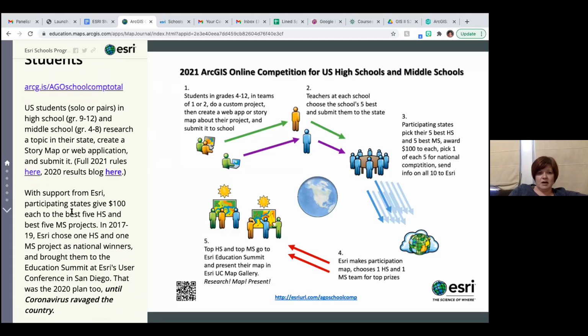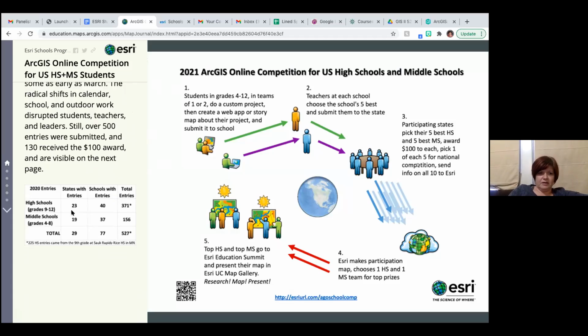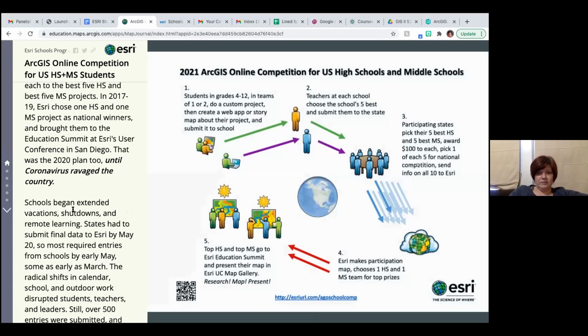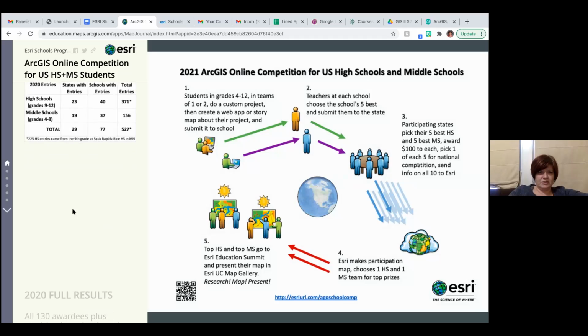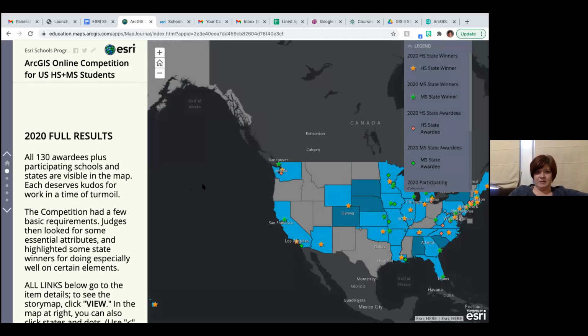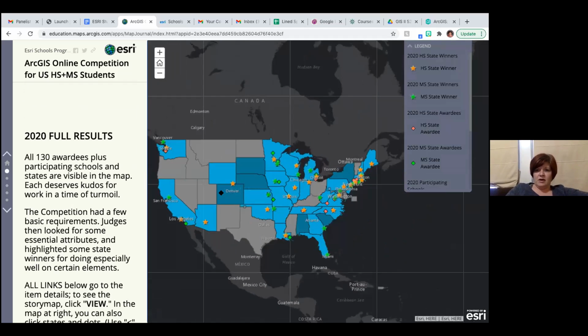So these are some of the winners. This is a story map, just so that you know there's different ways that you can make these story maps, but it's so easy. It's just like making a website.